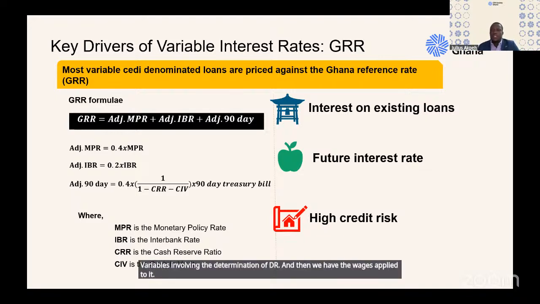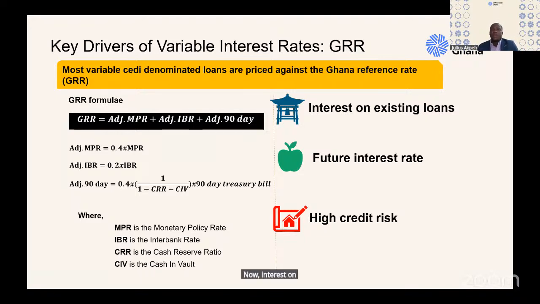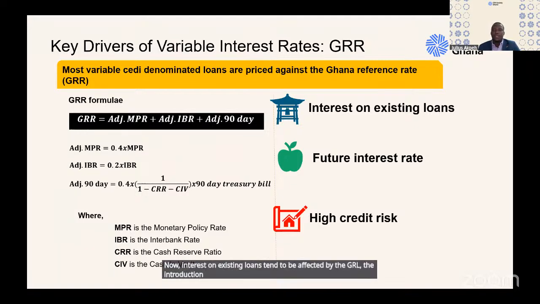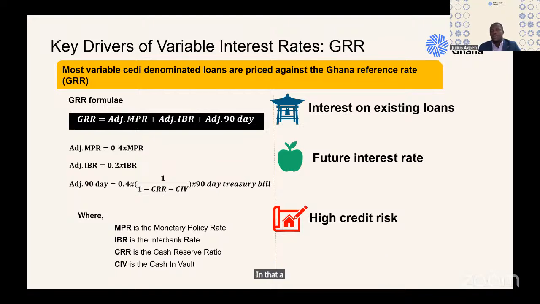Now, interest on existing loans tends to be affected by the GRR. With the revision to the GRR, future interest rates also got affected. There are higher credit risks, in that a lot of customers may default. But what's the story when we're talking about modeling?